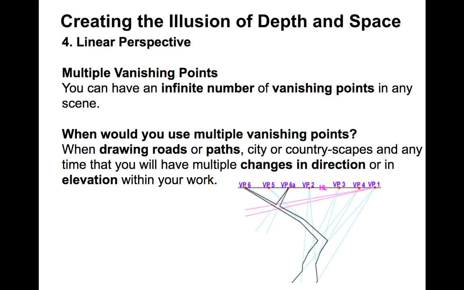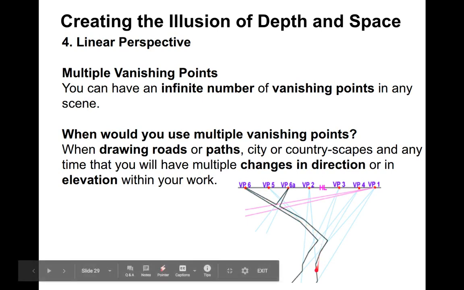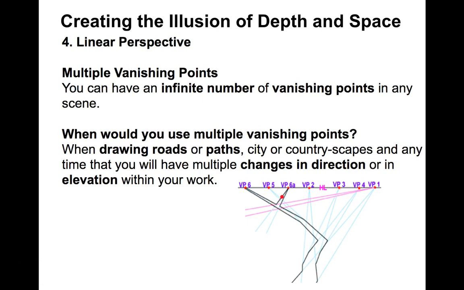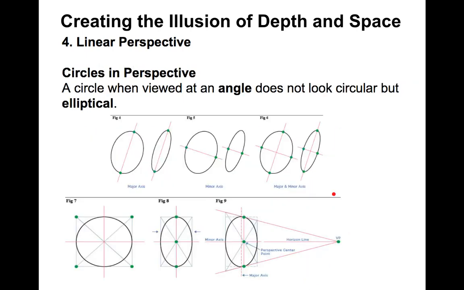So multiple vanishing points, this shows you along a path, you can have multiple vanishing points, and this is great if you want to create a fictional path and have it change directions. You would just have it go to differing vanishing points.